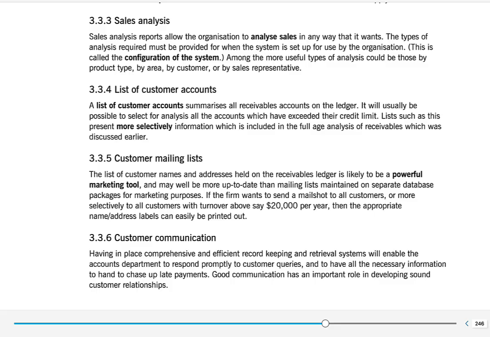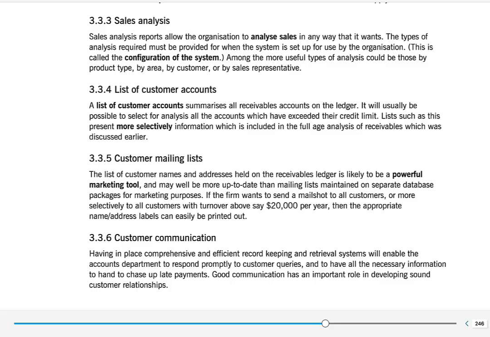Common exam mistake to avoid. Do not confuse this with a statement of account. A statement of account is sent to the customer and shows transactions over a period. A list of customer accounts is mainly an internal report for the business to manage the ledger and manage credit.